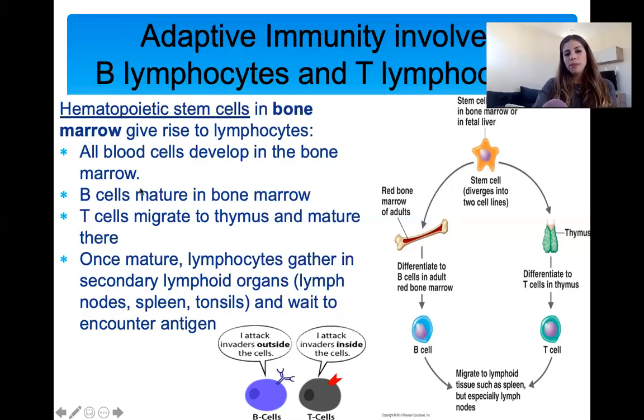B cells are called B cells because they develop there and they mature in the bone marrow, the same area. But T cells develop in the bone marrow where all blood cells develop, but they mature in the thymus. That's where the T comes from.